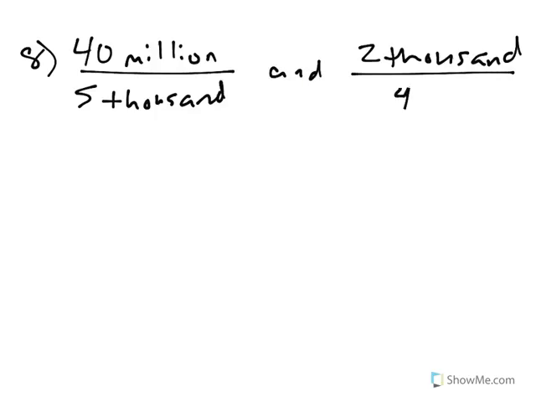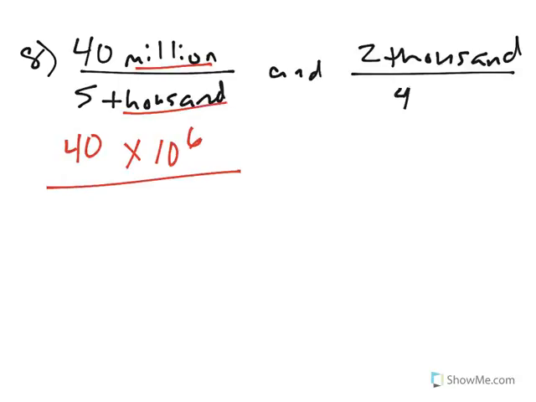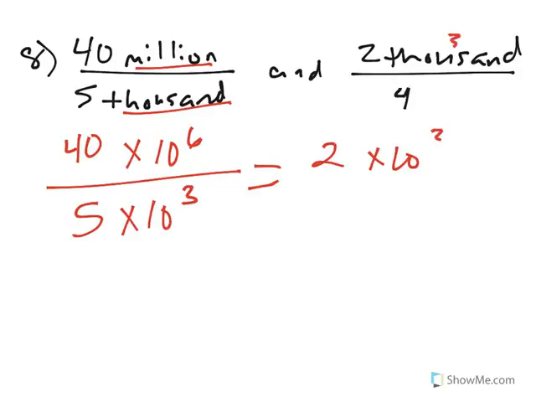Number 8. Now we get into some words. So let's rewrite these close enough to scientific notation, at least with words. I know that million is 6, so that is 40 times 10 to the 6th. 1,000 means 3, so that's 5 times 10 to the 3rd. And 2 times 10 to the 3rd over 4. And now I can cross multiply.